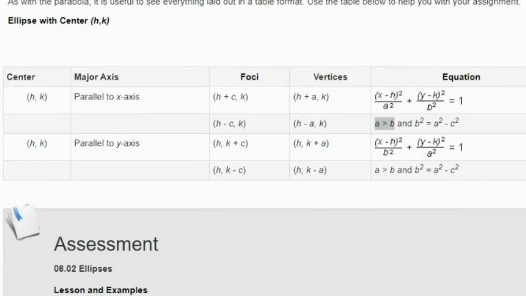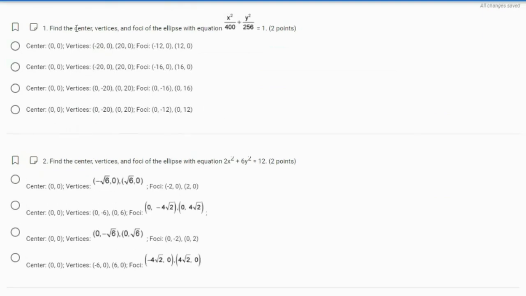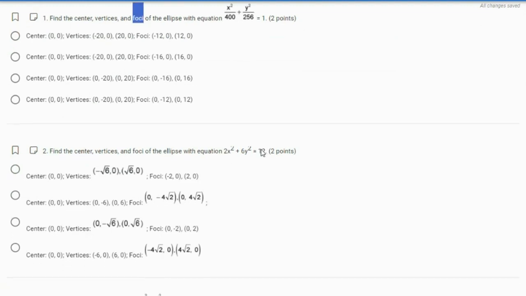All right, let's look at the lesson that goes with this. What do they ask us to find? Find the center, the vertices, and the foci when they give you this equation. So there's a squared and b squared. You can find c squared if you have a squared and b squared to find where the foci will be.